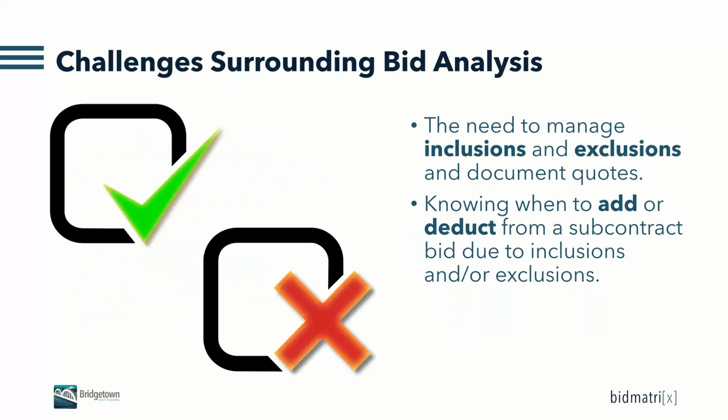The other thing we struggle with on bid day is understanding inclusions and exclusions. Inclusions and exclusions determine whether we add numbers to a bid or deduct numbers from the bid. We always want our bids across all of our subcontractors to be apples to apples. So inclusions and exclusions give us the capability to judge whether or not we add numbers to or subtract them from a subcontractor.